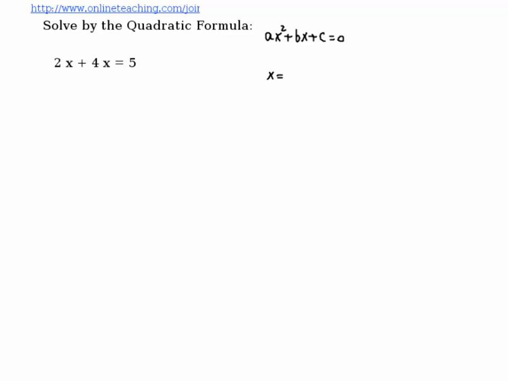Anybody know the formula? You want to, with the microphone, tell me the formula? Go ahead. X equals negative b plus or minus the square root of b squared minus 4a over 2a. You said root b squared minus 4a? 4ac, I'm sorry. Yeah, 4ac. Okay, very good. So that's the formula, you're right. Minus b plus or minus the square root of b squared minus 4ac over 2a.